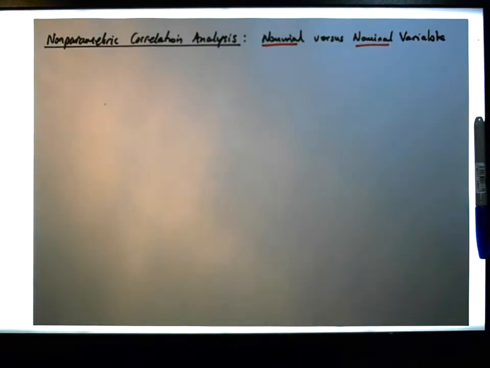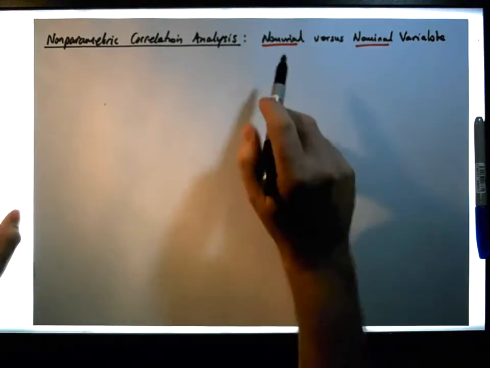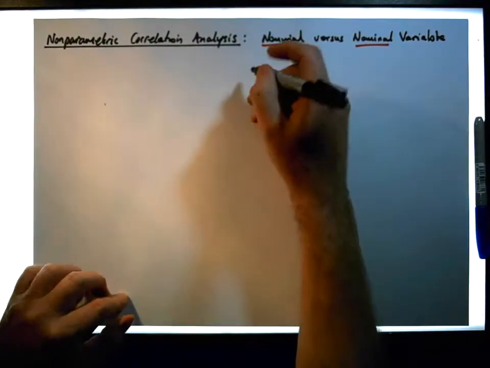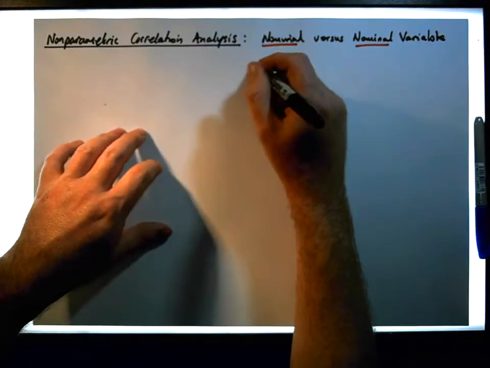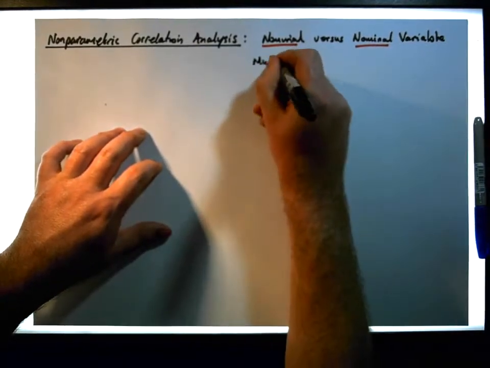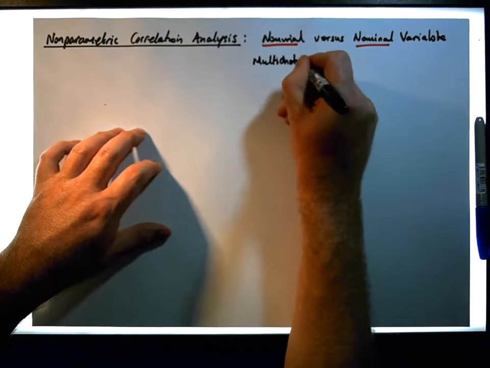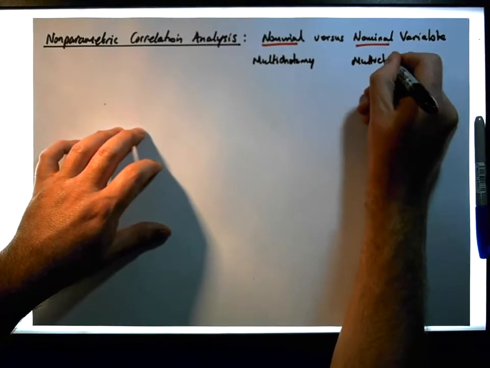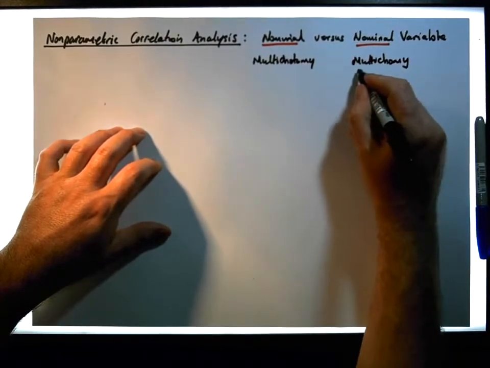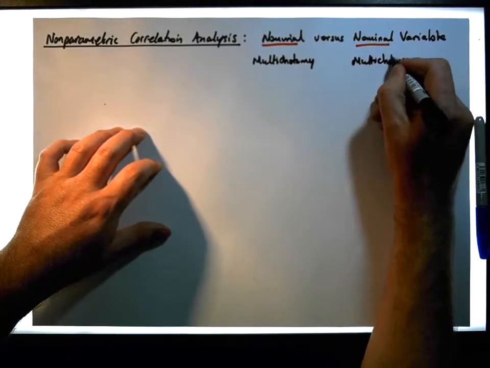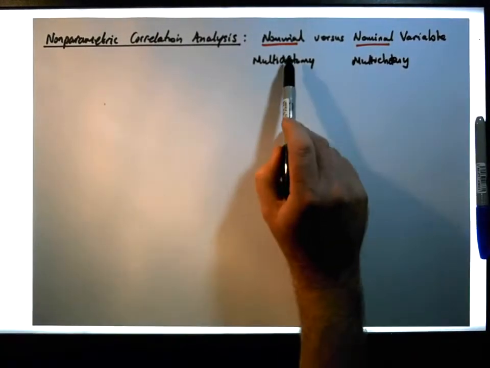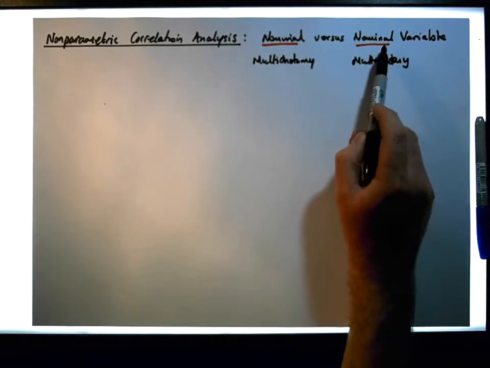But more importantly, these two variables are not dichotomous. They have more than two levels of measurement. So technically, we should really define them as multichotomous, a multichotomy. So what we're going to do is look at the correlation between two nominal variables where each variable has more than two levels of measurement.